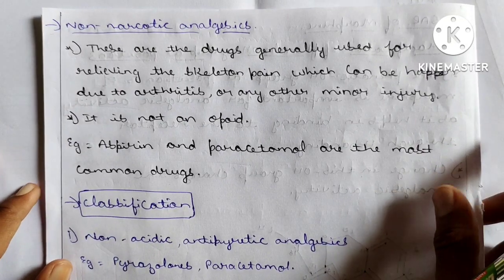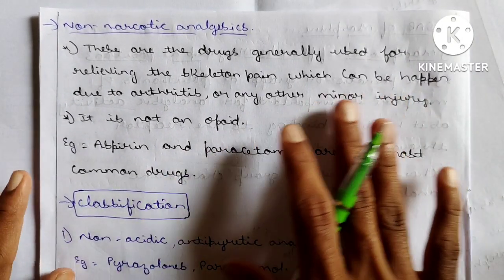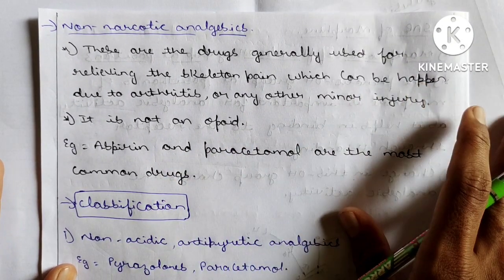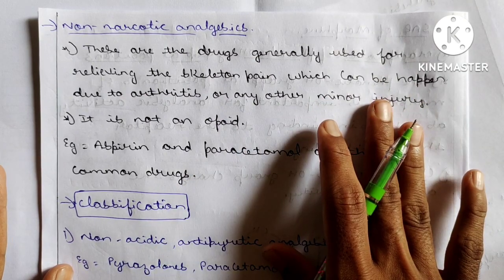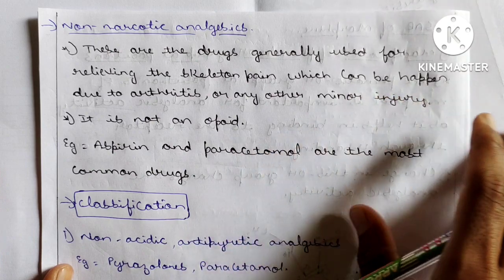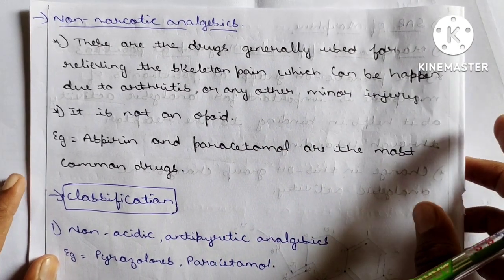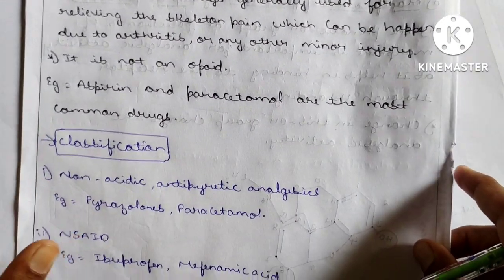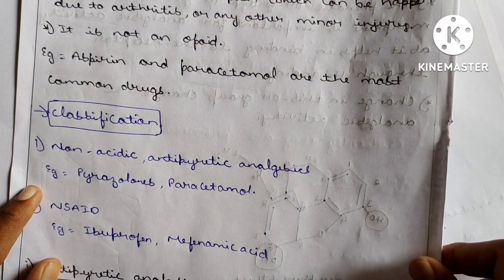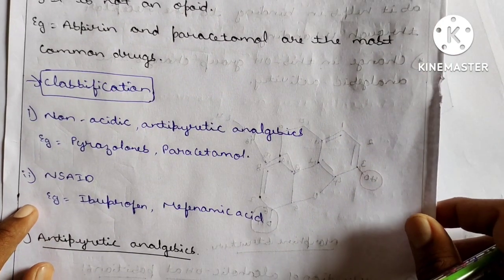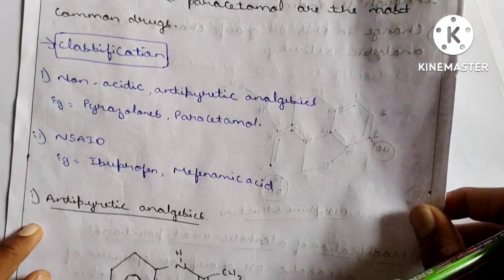Next one is non-narcotic. See, non-narcotic is just the opposite. Non-narcotics are nothing but NSAIDs. We studied paracetamol, then mefenamic acid. These all are NSAIDs. Naproxen. Okay, then aspirin and paracetamol, they are the commonly used drugs. Classification: non-acidic antipyretic analgesics like pyrazolones and paracetamol; NSAIDs like ibuprofen, mefenamic acid, naproxen.